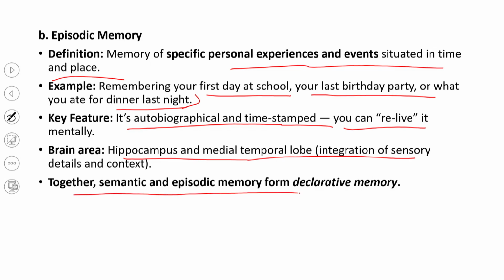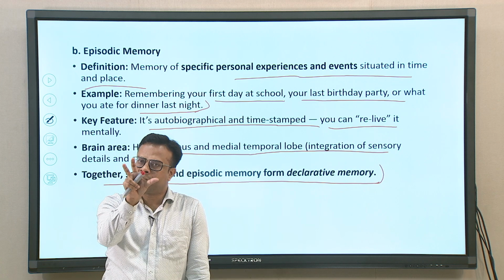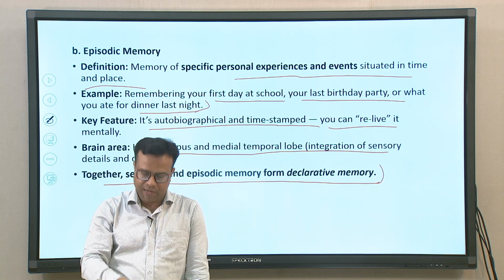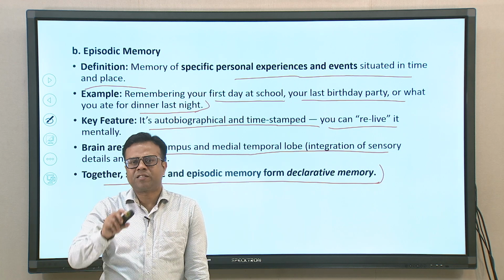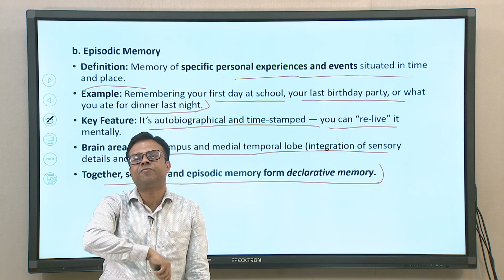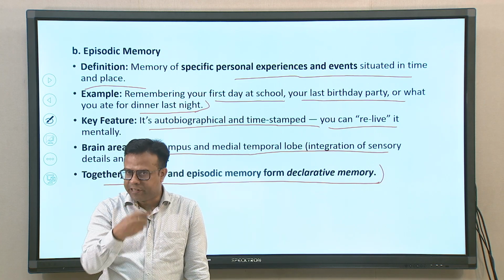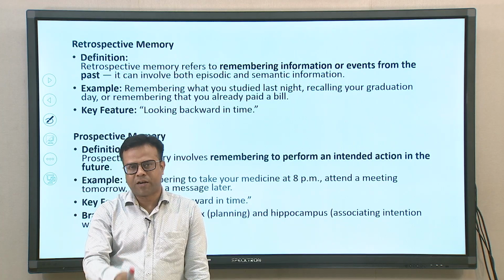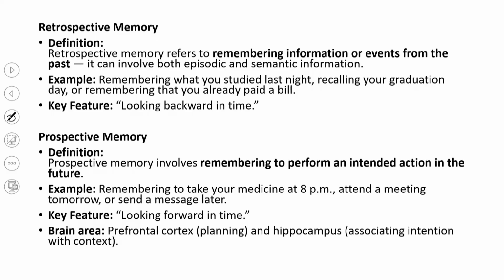So, together semantic and episodic memory form declarative memory. Long term memory has one category called declarative memory, and declarative memory has two subtypes: semantic and episodic memory. Now, depending on the time period from which you are remembering information, declarative memory can also be categorized as retrospective memory or prospective memory. Retrospective memory refers to remembering information and events from the past.